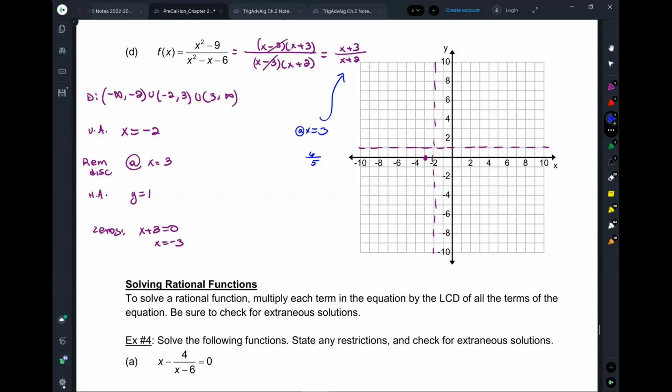Right? And then next year in calculus, you'll learn limit notation, and then you can do it. But right now, like this, it's kind of illegal. So just do it mentally. And so here at x equals 3, and over here, you have that removable discontinuity. Oh, no, sorry. It's 1 1/5 here. Okay?